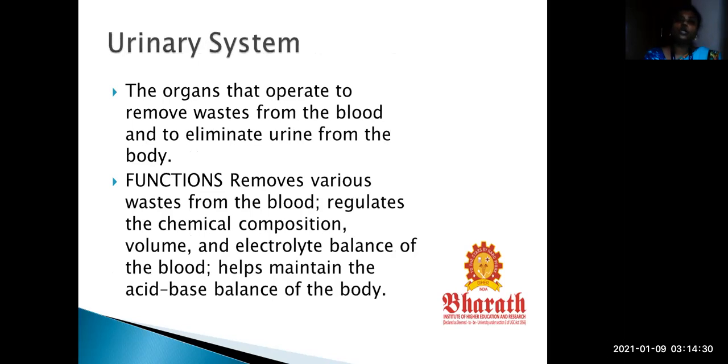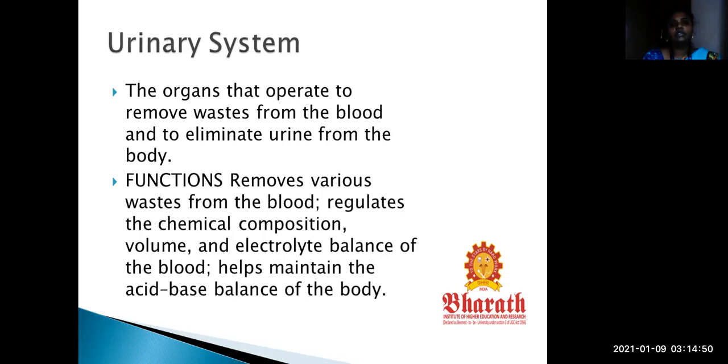Then we'll move on to the urinary system. So the urinary system, what it will do, it is the organ which operates to remove the waste from our body, right? We all know that the excess waste will be removed through the urinary system, so it eliminates and removes the waste via urine.